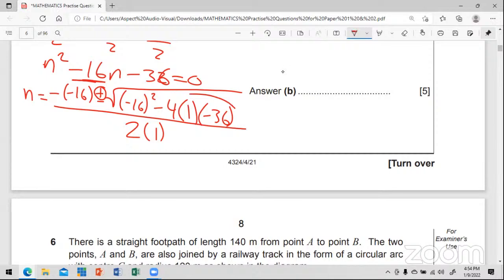Yes, one of them is what? Guys online, I want your answers. Are you guys there? Yes, sir. The other one? Negative 2. And negative 2. Your n will never be negative. Therefore, the only correct n is 18. Yes.